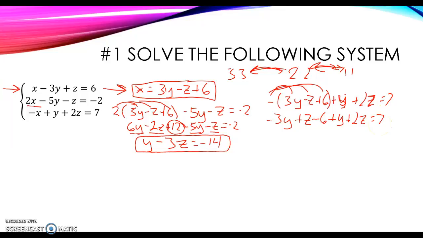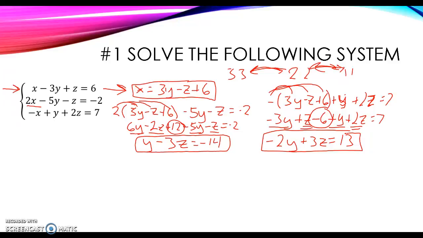And I'm going to combine like terms then. I have a negative 3y and a positive y, which is negative 2y. I have a positive z here and a positive 2z, which is a positive 3z. And if I add 6 to both sides, this is going to be equal to 13. And so there's my second equation with two variables. Same two variables as my other equation.